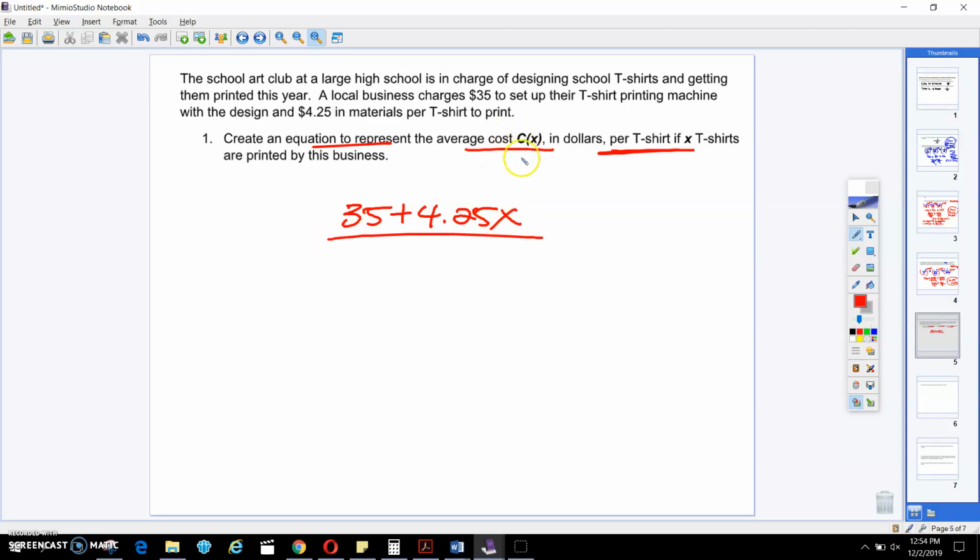And we want to know what the average cost is. Well, when we do the average, we put it over the total number of t-shirts that we have, right? So that's going to be over X. So this equation is going to look like this.